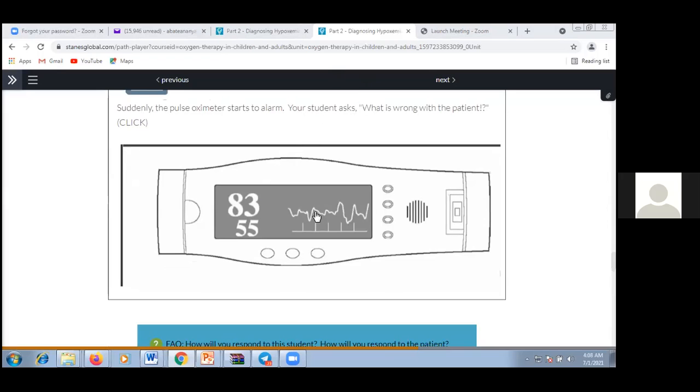So here is the pulse ox. Here is the pulse ox waveform. So you see the pulse ox reading here, and the pulse rate below, like 55, and the pulse ox reading is 83. And this is the waveform. So this is a pulse oximetry interface. Now what's wrong with the patient? If there are students beside you, like a nurse, and the nurse asks you, what's happening? What shall we do now? The pulse ox is also alarming.